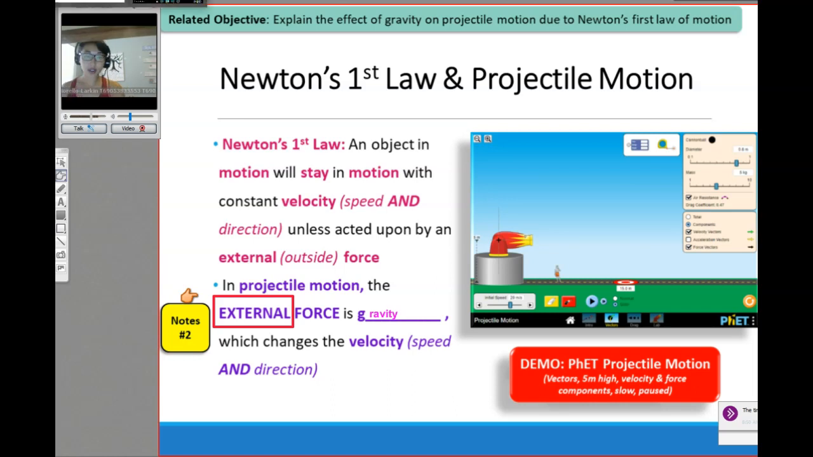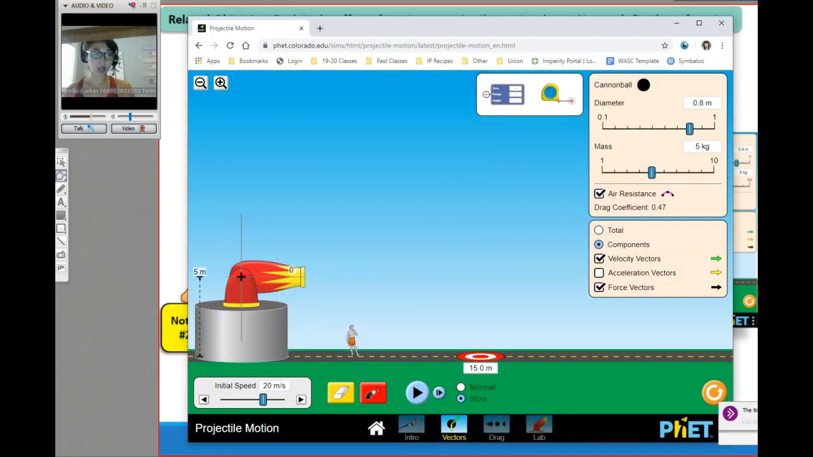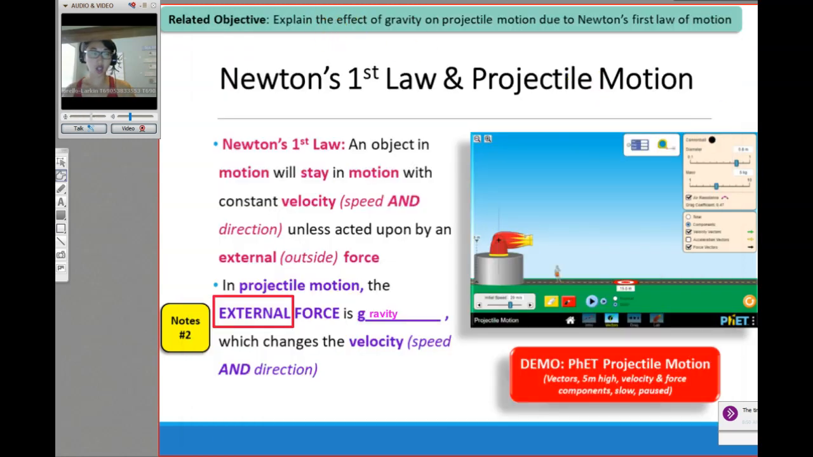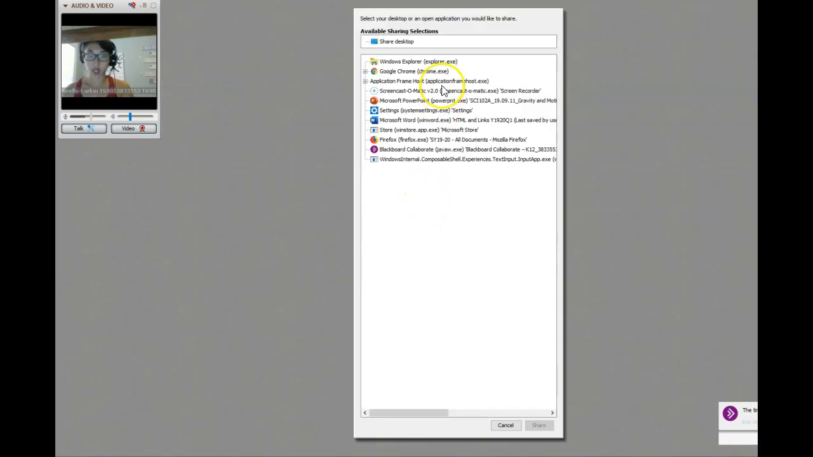Perfect. All right, so let me go ahead and I am going to actually share this with you. I'm going to go ahead and show you exactly what projectile motion looks like. All right, so let me go ahead and point this out to you.